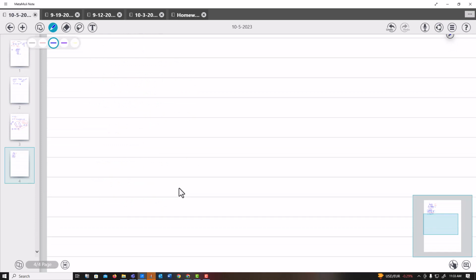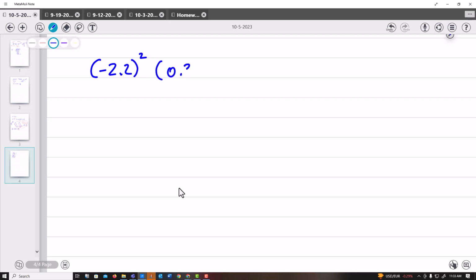All right, let's see what else we have to do here. Let's try a simplifying problem. So it says negative 2.2 squared and 0.3 plus 0.7. All right, now hopefully you remember the "please excuse my dear Aunt Sally."